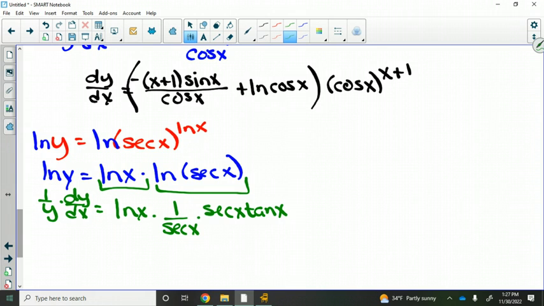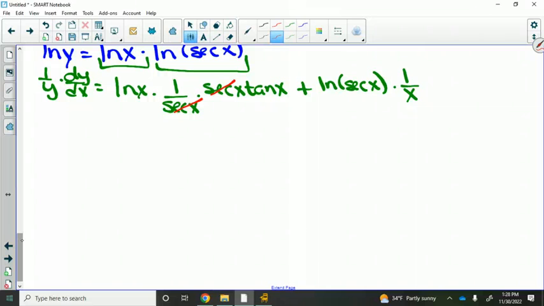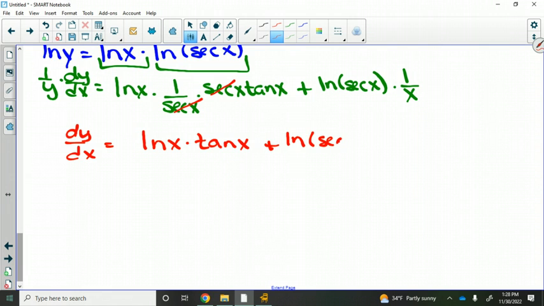So first times the derivative of the second plus second times the derivative of the first. And the derivative of the natural log of x is 1 over x. Do you remember what we did with something like this yesterday? Get rid of those secants right there. So now I'm going to scrunch it together and multiply by y. So dy dx equals the natural log of x times the tangent of x plus the natural log of the secant of x divided by x, all times that beginning equation.